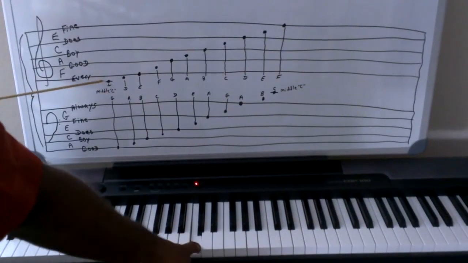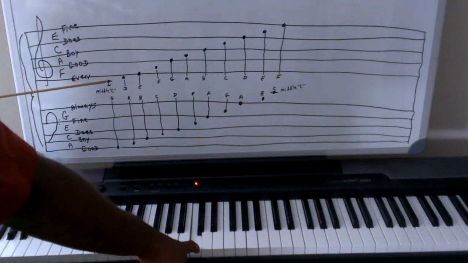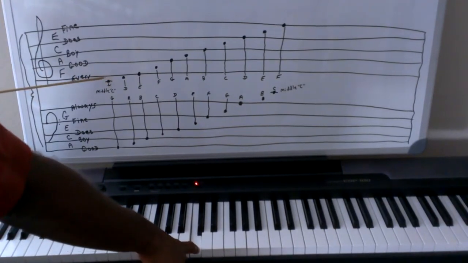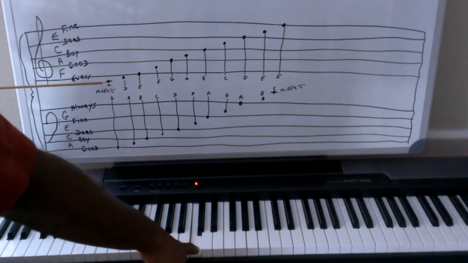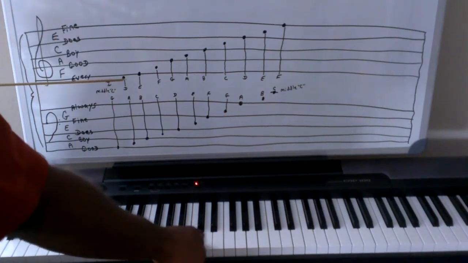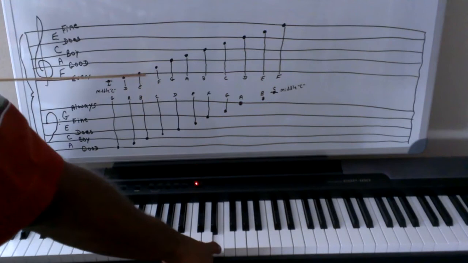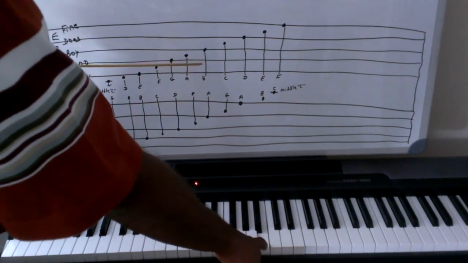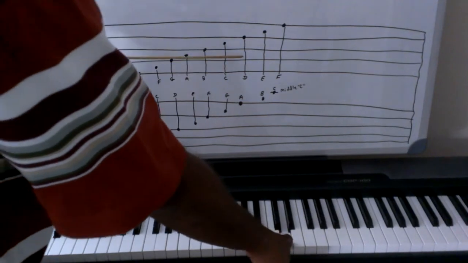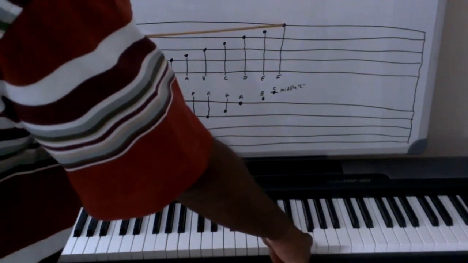Find middle C. It has the ledger line going through it, because you run out of lines on the staff itself. After you run out of lines, you have to use ledger lines. So that's middle C with the ledger line. C, D, E, F, G, A, B, C, D, E, F.